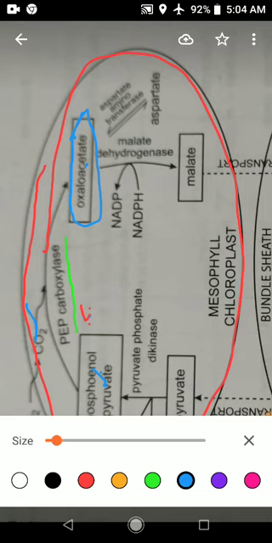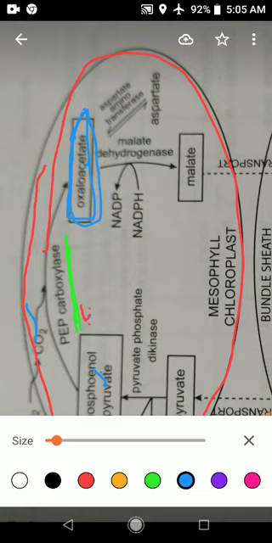So this is the first, initial reaction that takes place, and it takes place in the chloroplast of the mesophyll cell. This first reaction is catalyzed by phosphoenol pyruvate carboxylase enzyme, and the product is a 4 carbon compound. That 4 carbon compound is oxaloacetate or oxaloacetic acid.